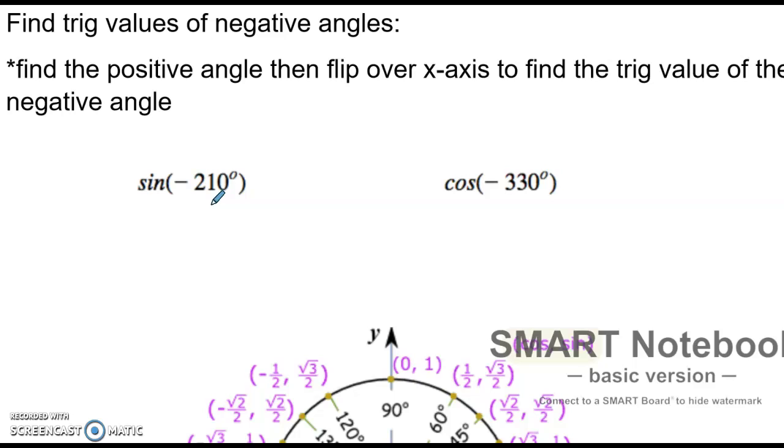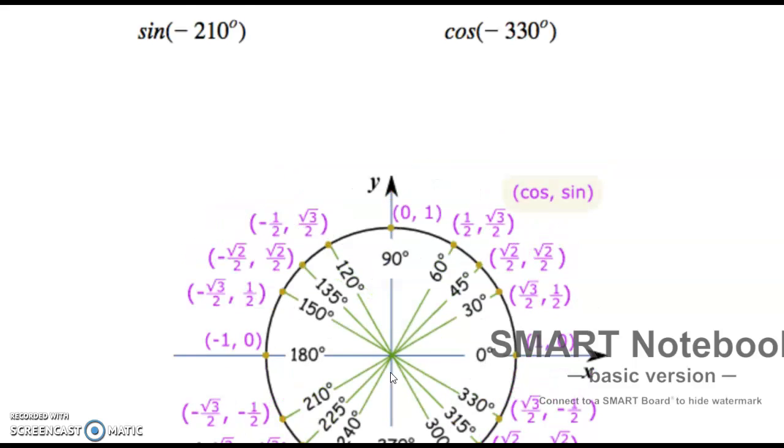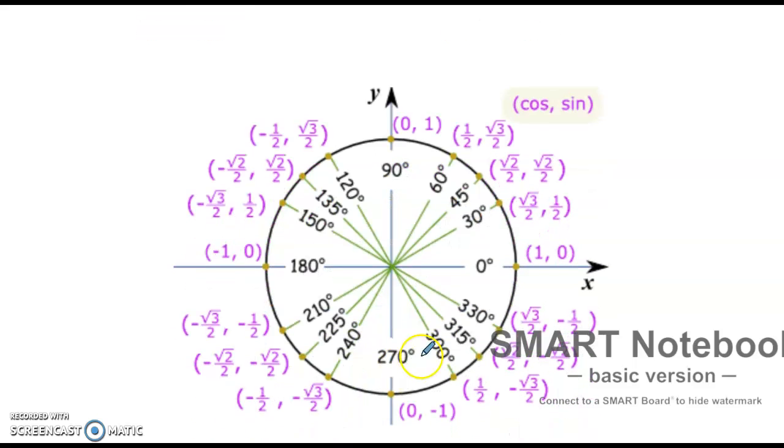Now, finding the values of negative trig angles, what we need to do is find the positive angle and then flip over the x-axis to find the trig value of the negative angle. So on this here, the sine of negative 210. I'm going to scroll up so we can see our whole unit circle here. Remember, this is negative 210.